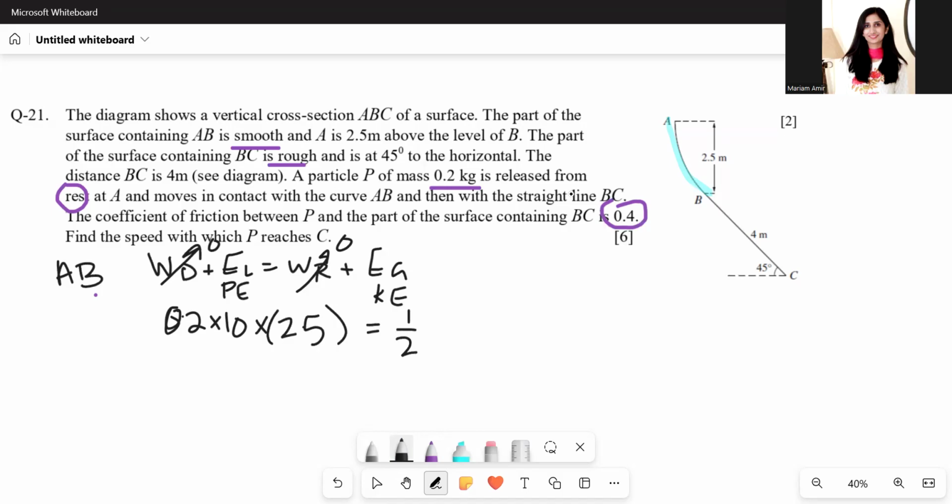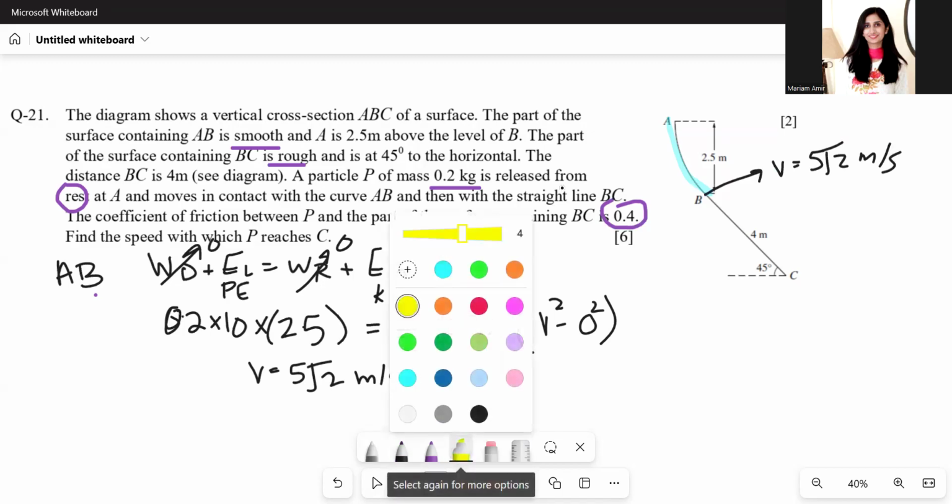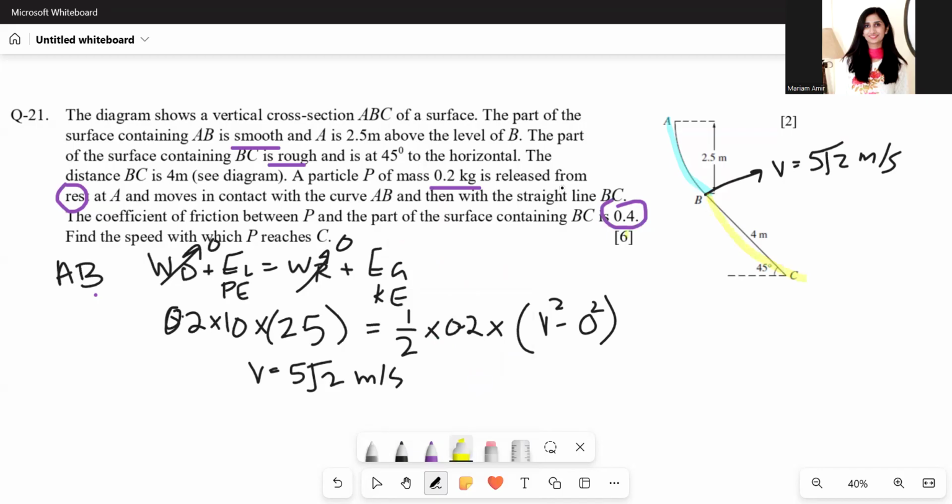So I'm going to do half and m common, and then bigger speed would be the speed V at B. So V squared minus initial speed 0 squared. Solve this and get the value of V, which should come out to be 5 under root 2 meters per second. Okay, so the speed here is 5 under root 2 meters per second. Now I'm going to apply the work-energy principle on B to C.